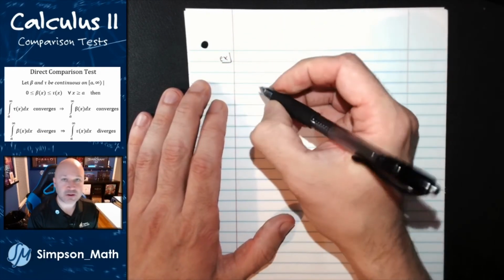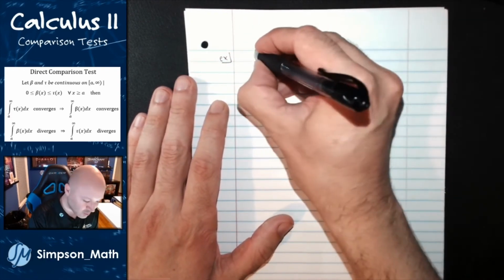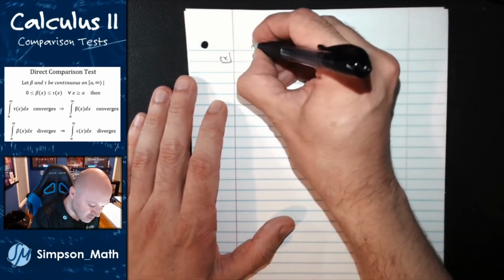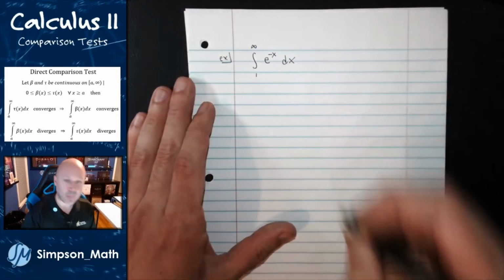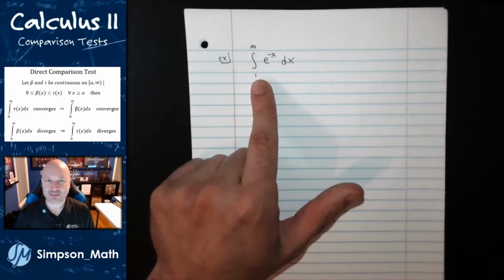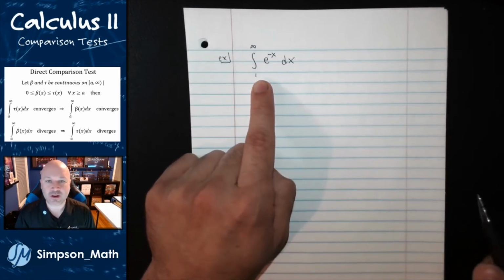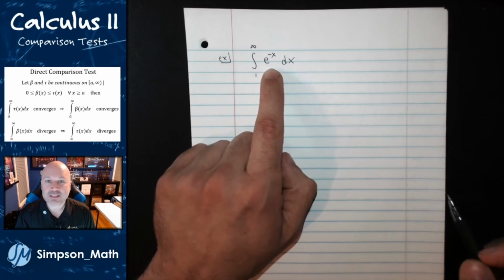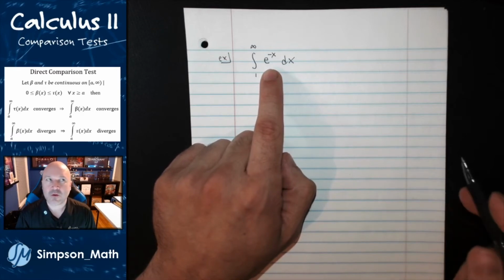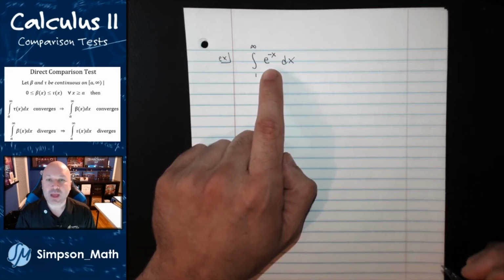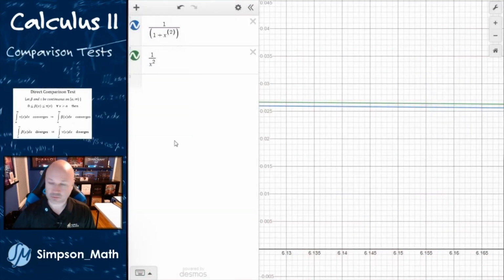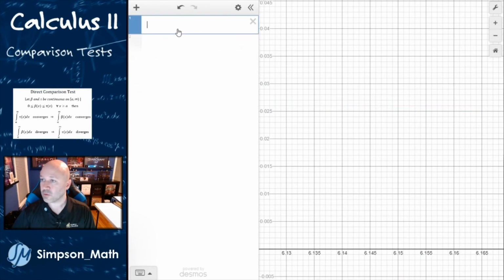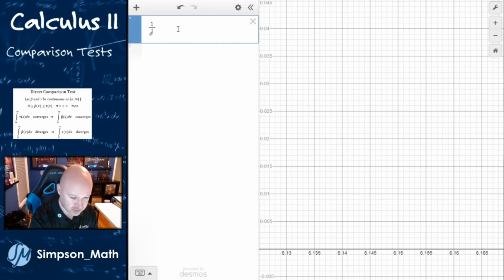So I'm not using the direct comparison test here. I'm just old school trying to integrate from 1 to infinity this function e to the negative x. Just evaluate it. I want to know what's going on. Well, this is a nice 1 over e to the x function. I kind of think I know what that looks like. And yeah, it looks very similar. Let me just graph it real quick. One over e to the x.